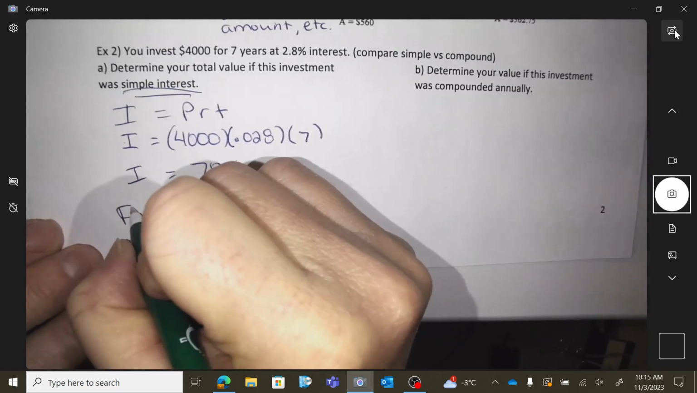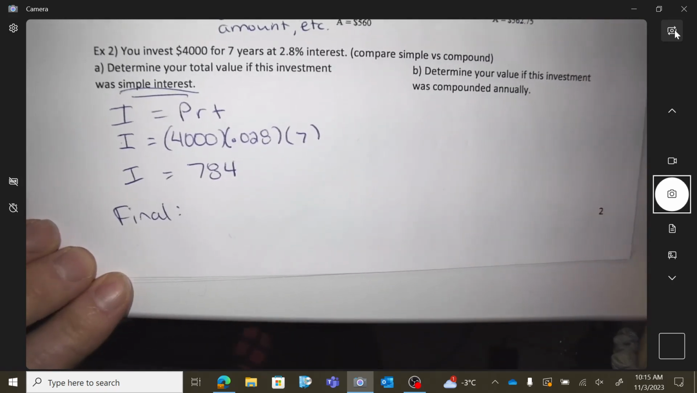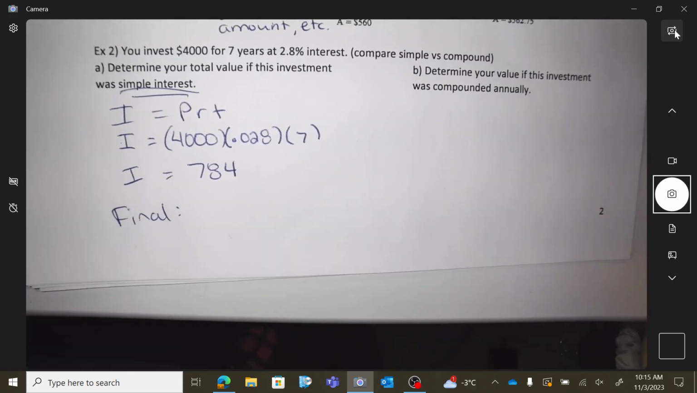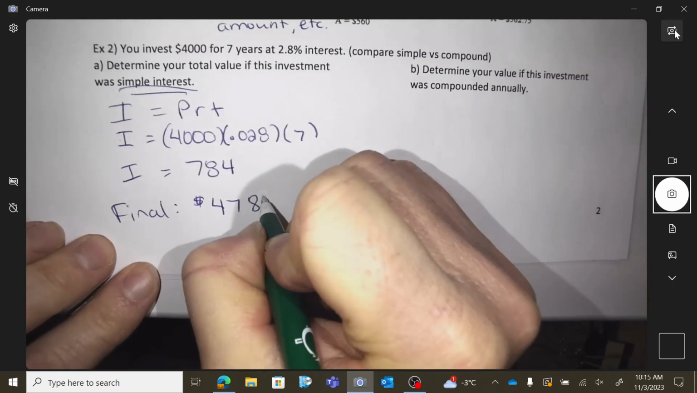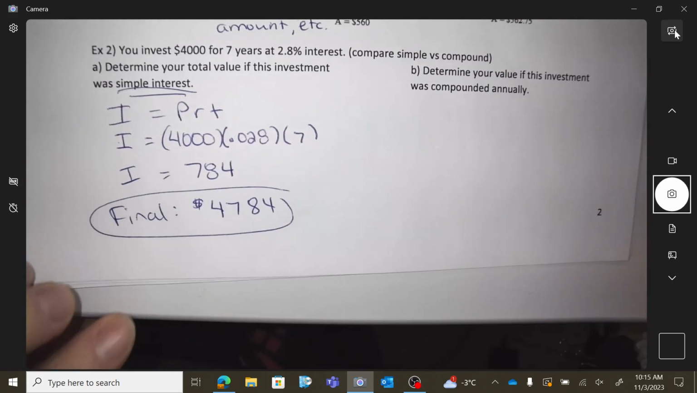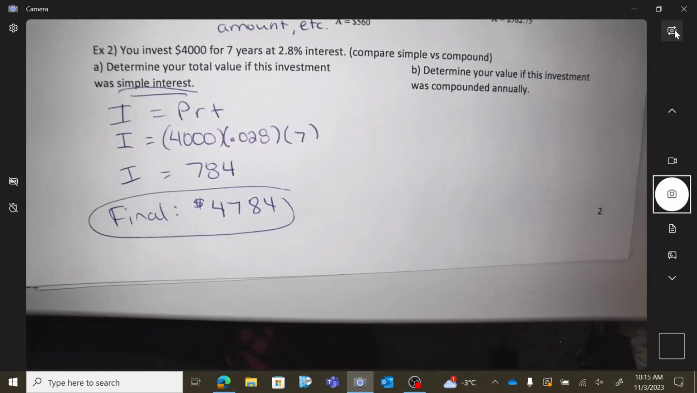Okay, so what is the final? How much money do you have after 7 years? What is in your account at this point? Obviously, we're going to add, right? Because you started already with 4,000, and then you made more money.